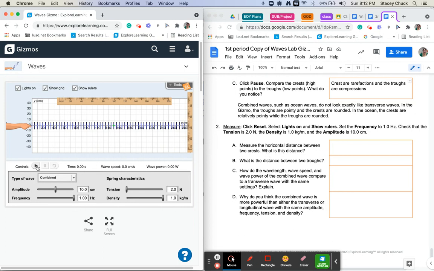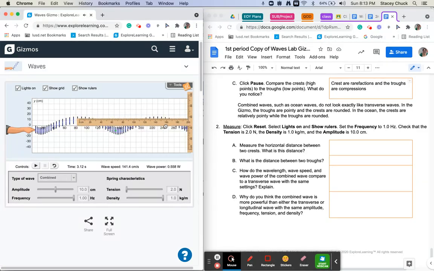Measure the horizontal distance between two crests. What is this distance? So let's hit play, and hit pause. There we go. The horizontal distance between two crests. Okay, it's a little bit difficult. I'm going to go with 155. So this is 140, this is 150, then it's about right in the middle. So 155. What is the distance between two troughs? Let's measure. Okay, I'm getting the same number.